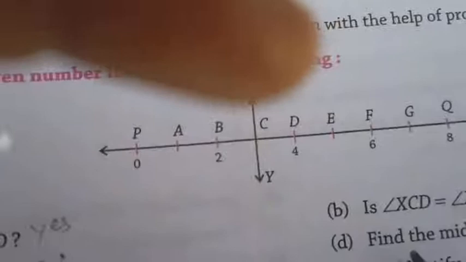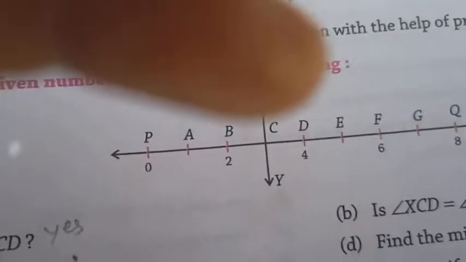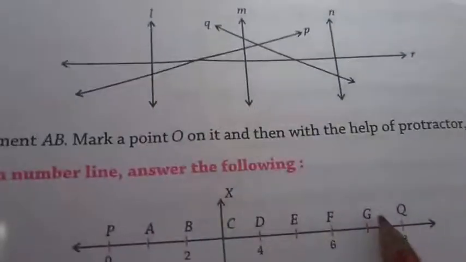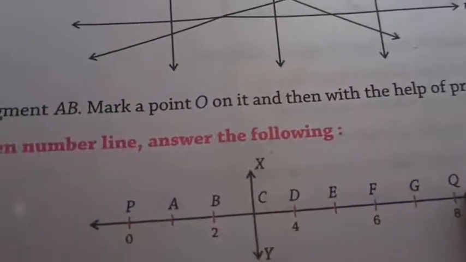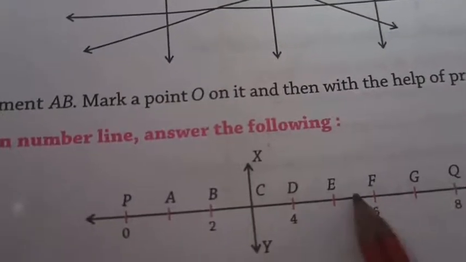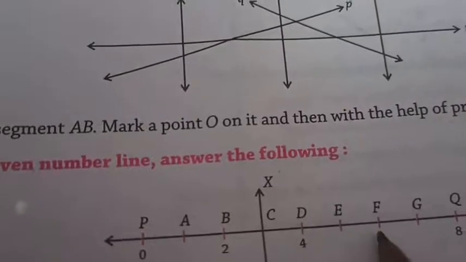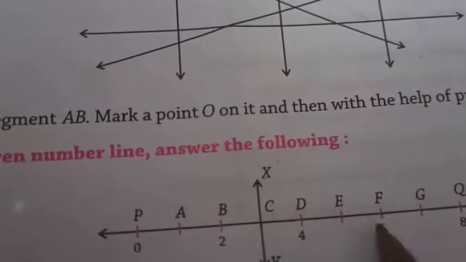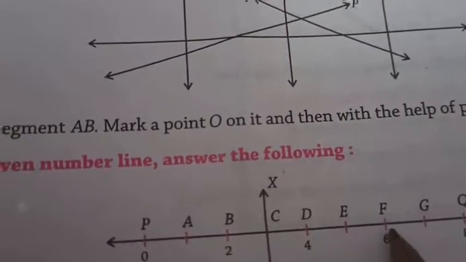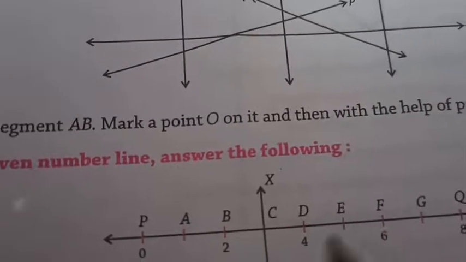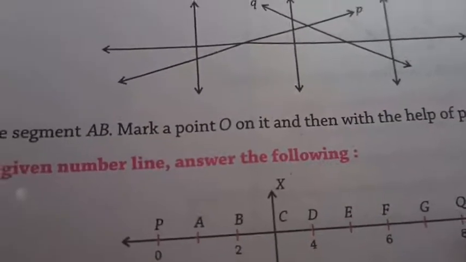Okay, and again in part D, find the midpoint of DQ. Here D is given, and this is Q. So DQ has 1, 2, 3 and 4 parts. From D to F you find 2 units, so F is the midpoint of D and Q. Okay, so you have to solve it like this.